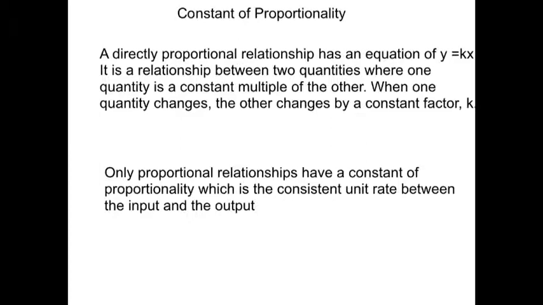So if I had x is 1, the only way that I would be able to figure out y is by multiplying 1 by the constant of proportionality known as k. If x is 2, the only way that I can figure out y is by multiplying it by that same constant of proportionality. Constants of proportionality will change based on relationships. But when one quantity changes, the other quantity changes by a constant factor known as the constant of proportionality, which is represented by the letter k. So only proportional relationships have a constant of proportionality, which is basically a consistent unit rate between the input and the output.